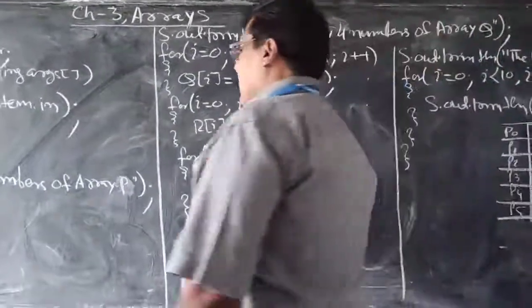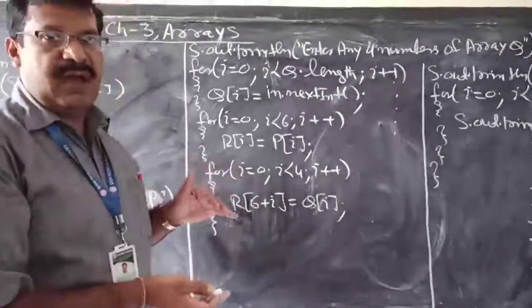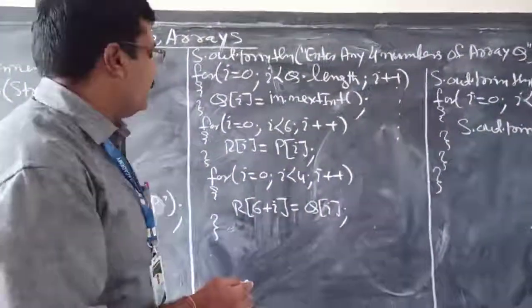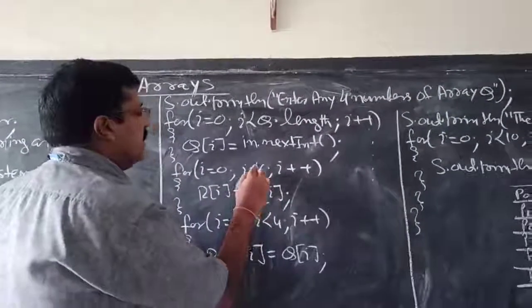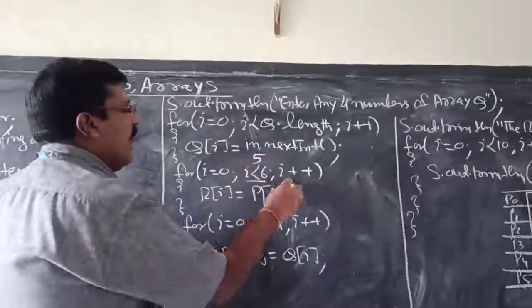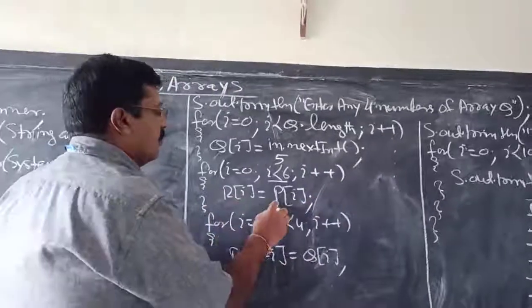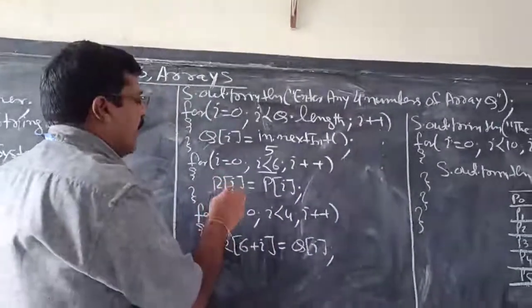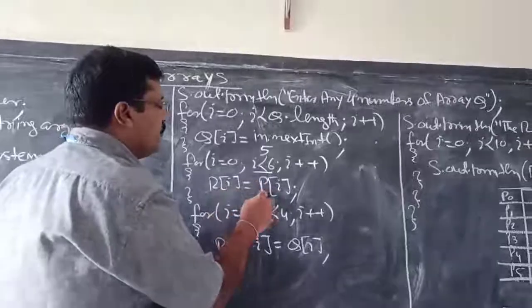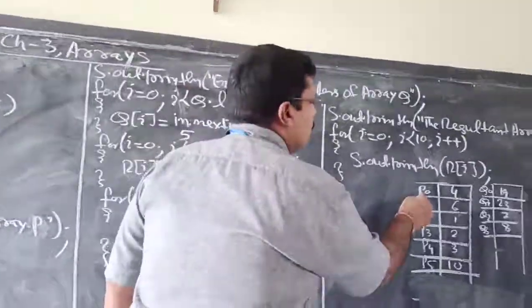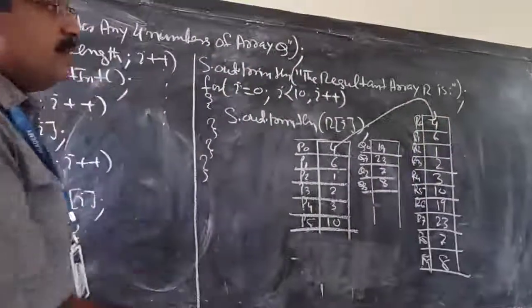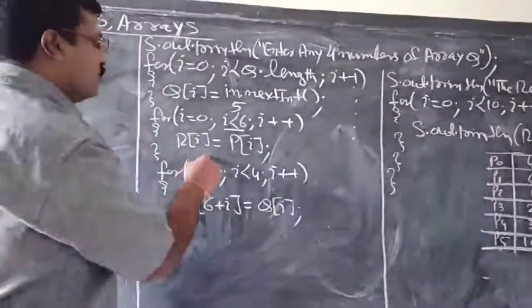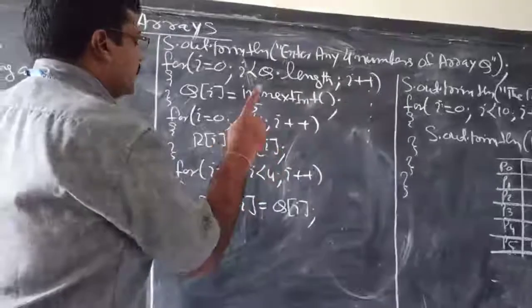Now see the main part, the merging part. How to merge? How to produce the resultant array? For i equal to 0, i less than 6, which means the loop will run till 5, i plus plus. R[i] equal to P[i]. The i value is 0, so R[0] equal to P[0]. P0 is 4, so this 4 will be stored in R0. Go for the next i. Next i will be 1.